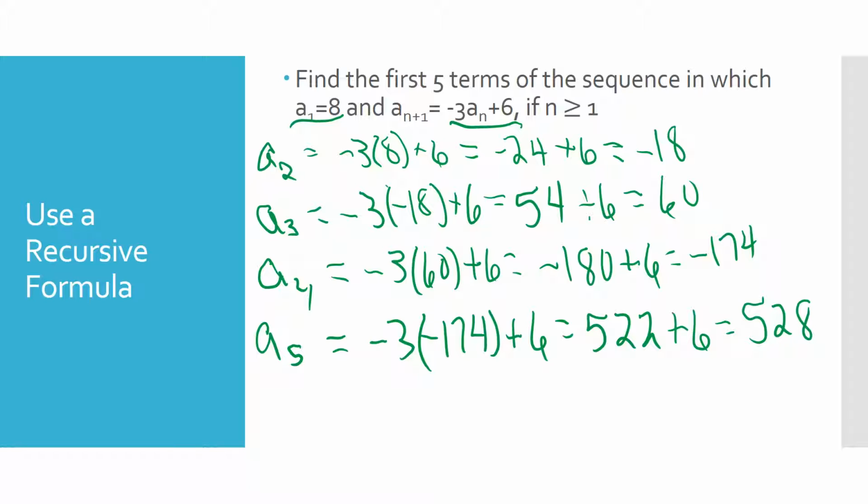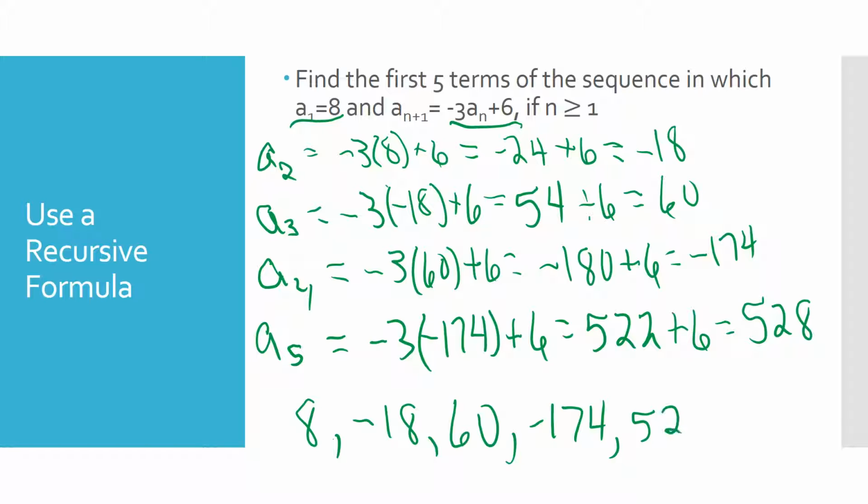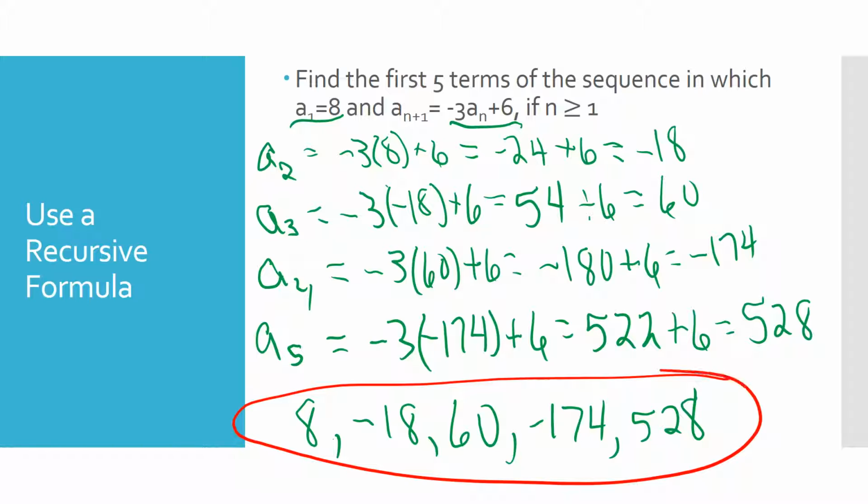To summarize all that, my first 5 terms in this recursive formula of -3 times A(n) plus 6 are: 8 is the first term, we were given that, -18, positive 60, -174, and positive 528. Boom, Shazam. That's how we find the first 5 terms of a sequence.